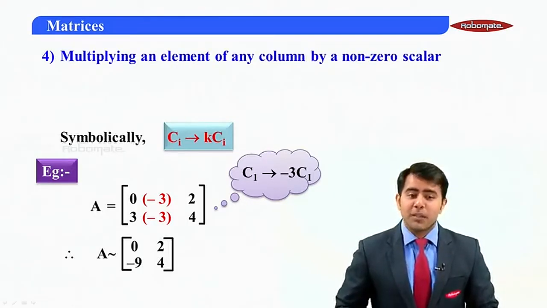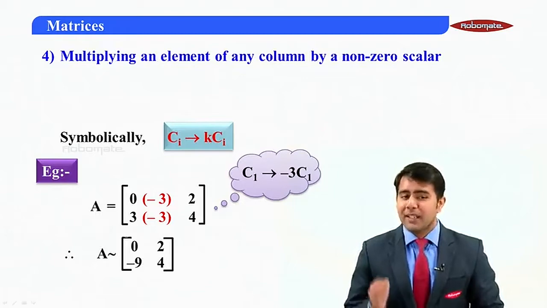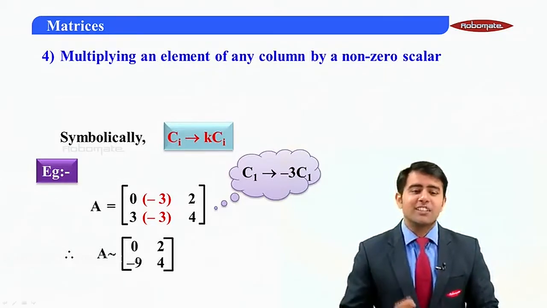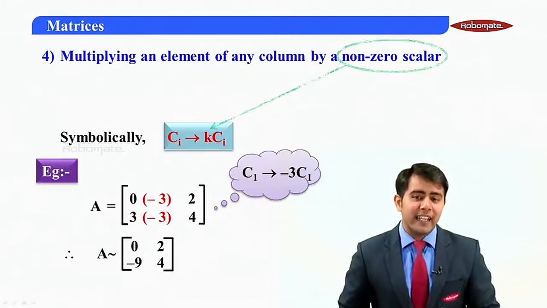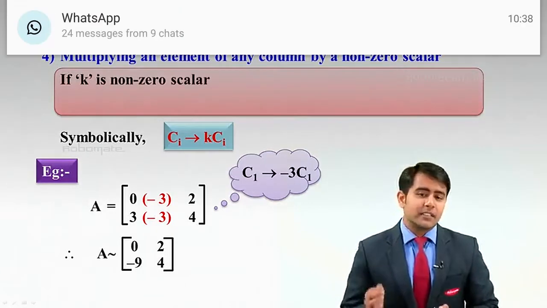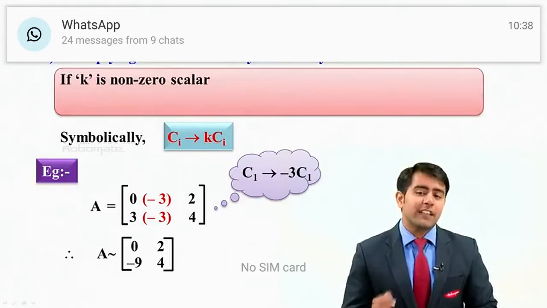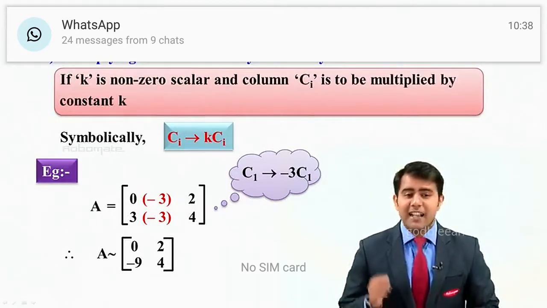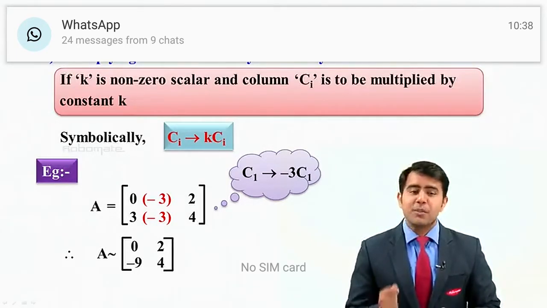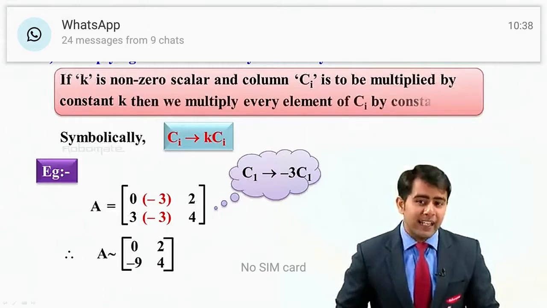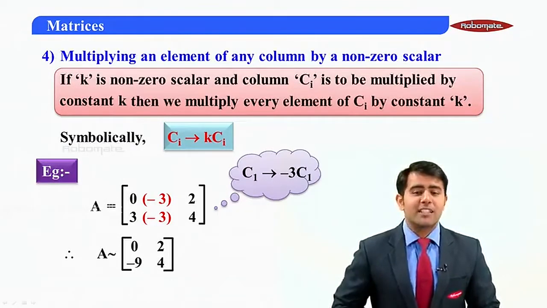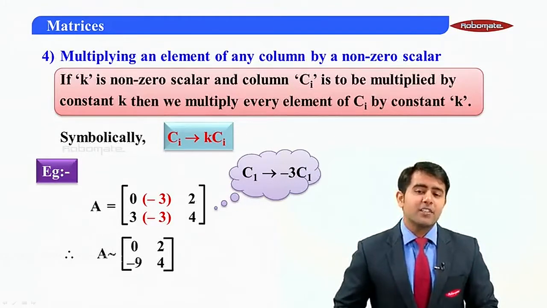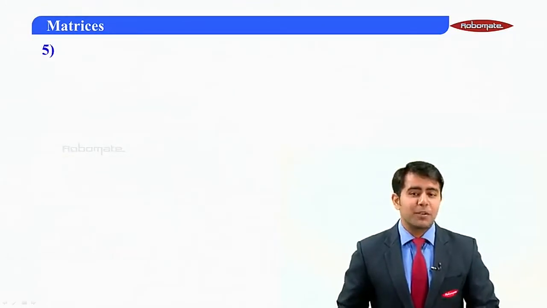So what is this property here? Multiplying an element of any column by a non-zero scalar. Here, the non-zero scalar is K. The statement can be written as follows. If K is a non-zero scalar and column Ci is to be multiplied by constant K, then we multiply every element of Ci by constant K. Now let us move further to the next property.